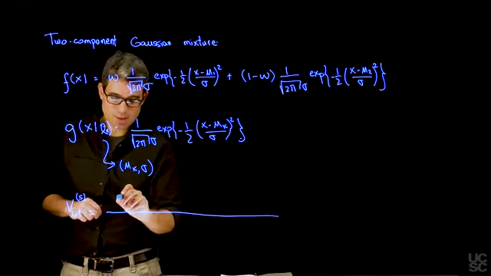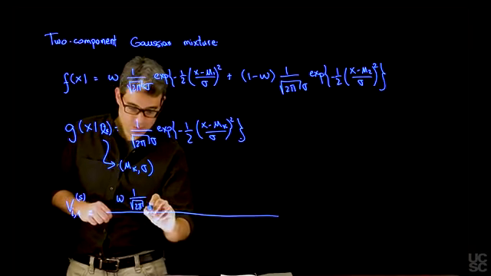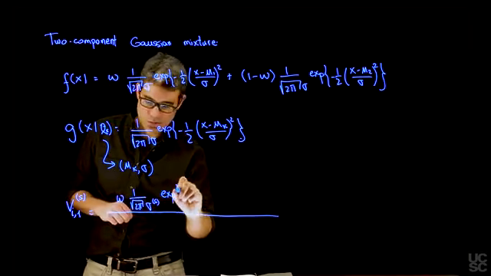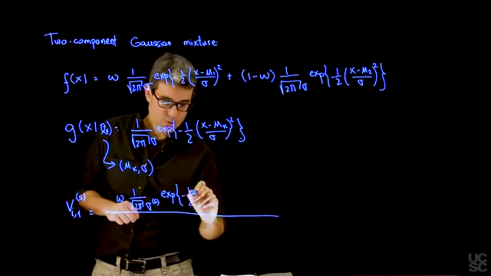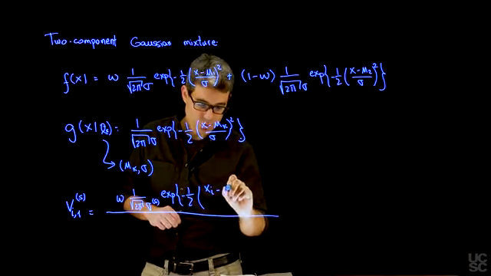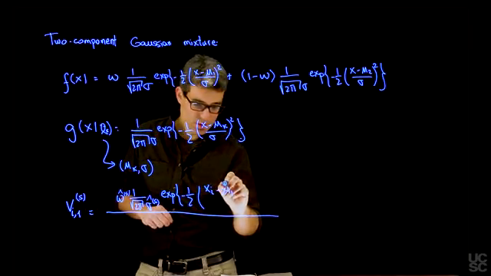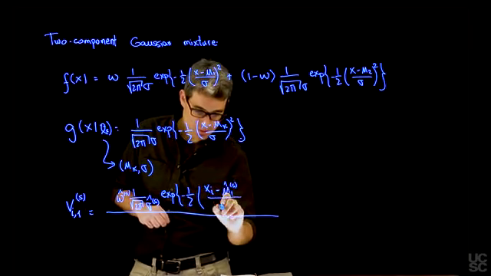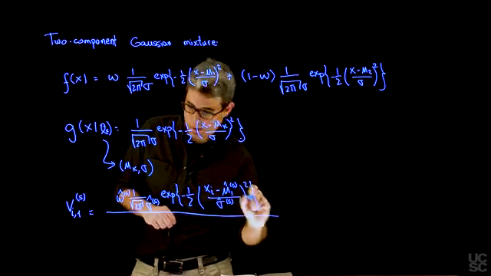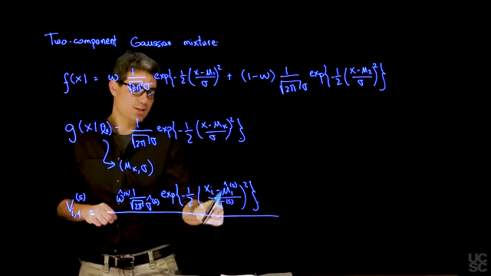So that, in this case, is simply omega hat s times 1 over the square root 2 pi sigma hat s exp of minus 1/2 x sub i, because now we're talking about observation i, minus mu1 hat s, divided by sigma hat s square.